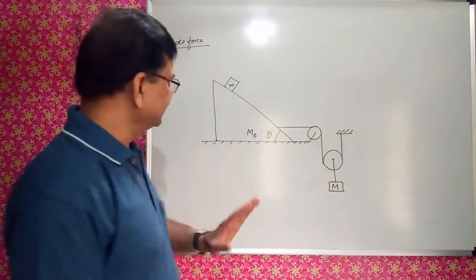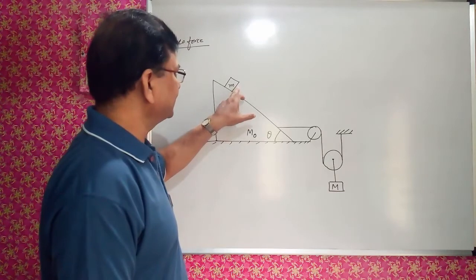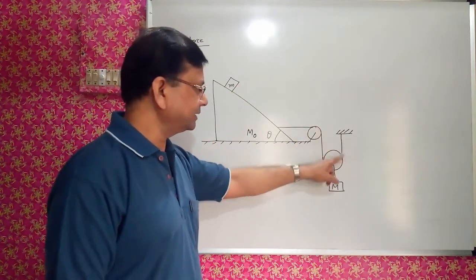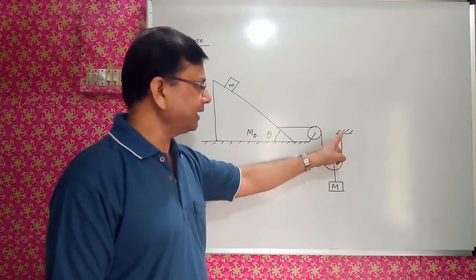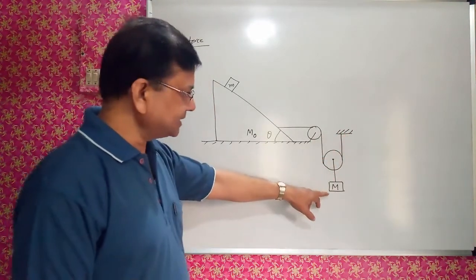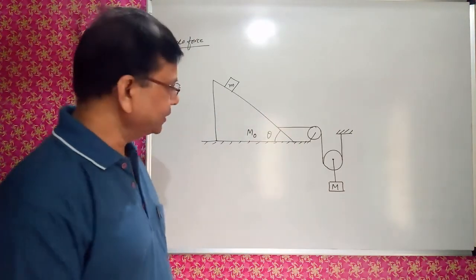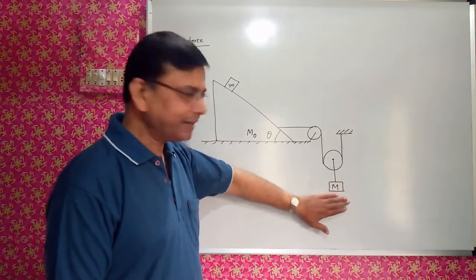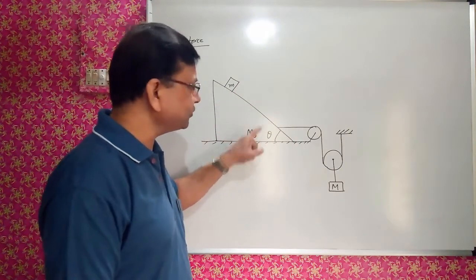See, in this question, this is the setup. This is the wedge, and the mass is kept on the frictionless surface. This is the massless pulley, this is also a massless pulley. It is connected by one string. This is the rigid support and this is the mass. The mass is such that it creates acceleration in this wedge. So we have to find the mass so that this mass remains at rest with respect to this wedge.